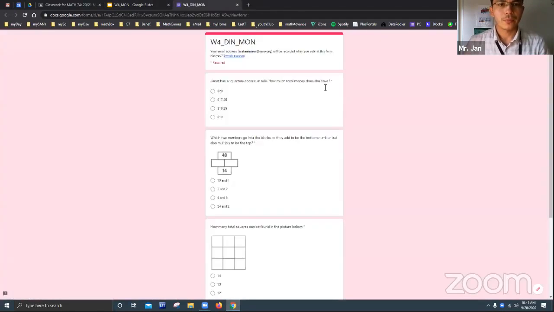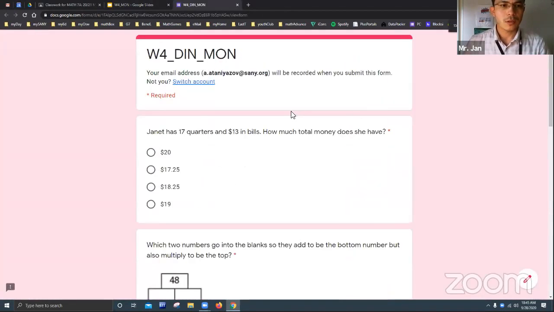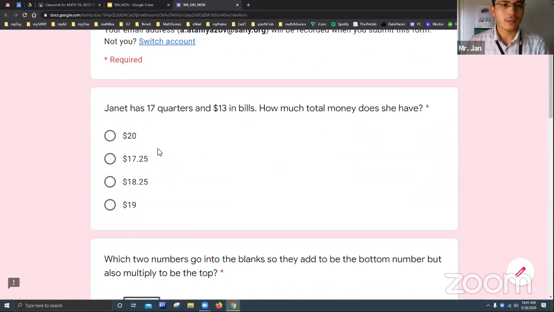So the questions are, the first one is a word problem. You need to approach it with your common sense, whether you need to add or subtract, then figure out what might be the answer. So Janet has 17 quarters. I think you already know how many quarters make a dollar, so you need to recalculate them. Be careful if it's 5.